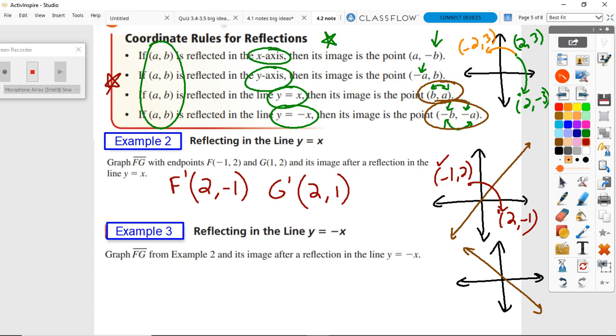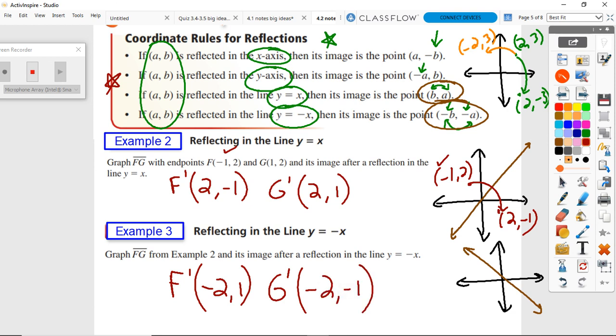So now f prime would be, I start out here at (-1, 2). I flip it to (2, -1), and then flip the sign. So this is going to be (-2, 1). And then g prime on this one, flip it, so (2, 1), and then flip the signs also. So (-2, -1). All right, so there are reflections in y equals x and y equals -x.